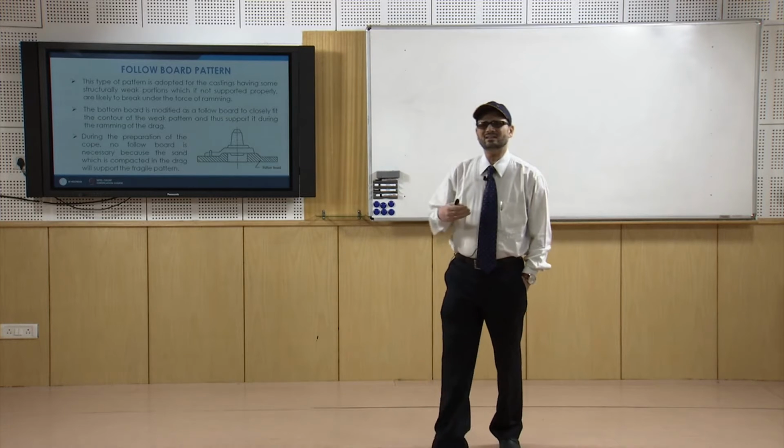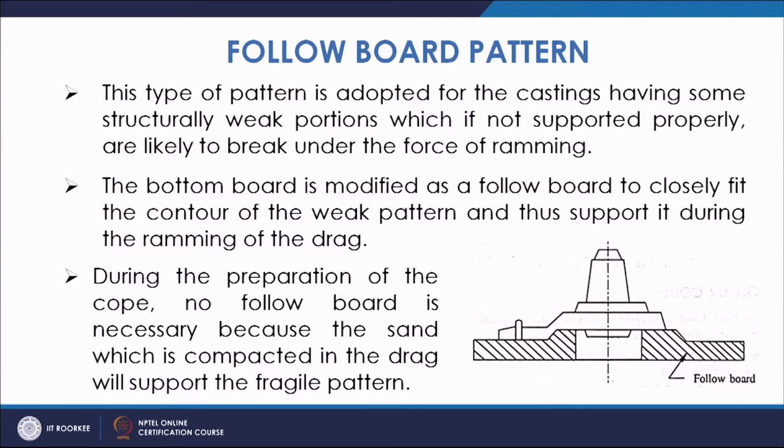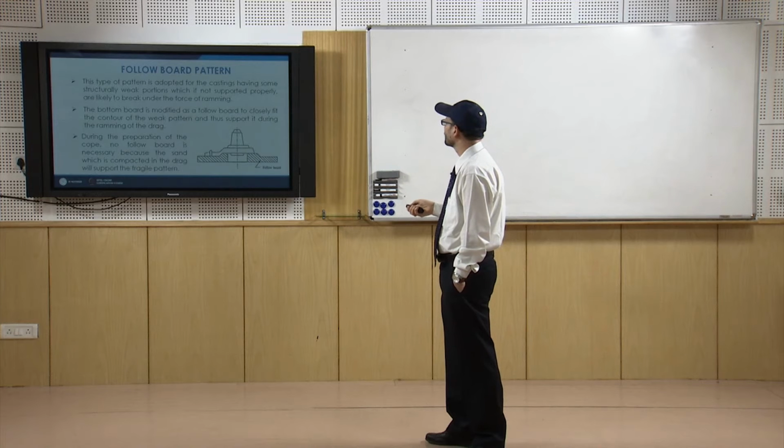Another variety of pattern is the follow board pattern. Many a times it so happens that a certain part of the pattern is somewhat fragile or the section is thinner. In that case, if you do the ramming, this portion may get damaged. Suppose here this portion will be quite fragile, it will be weak. So, you have to use a follow board in those cases.